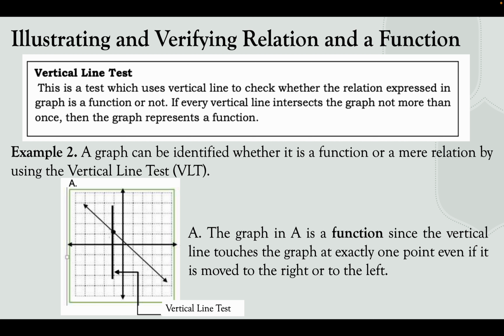So the graph in A is a function since the vertical line test touches the graph at exactly one point. Even if it is moved to the right or left, it will touch just one point of the given line.